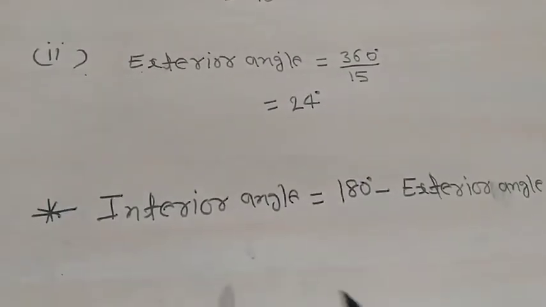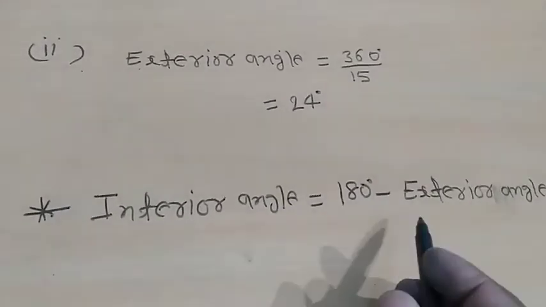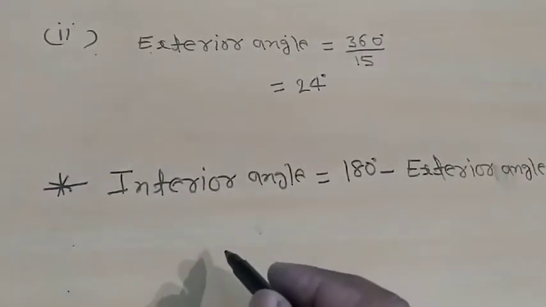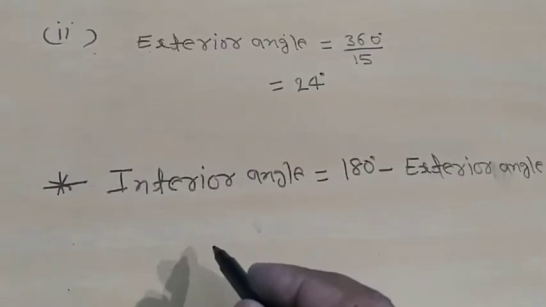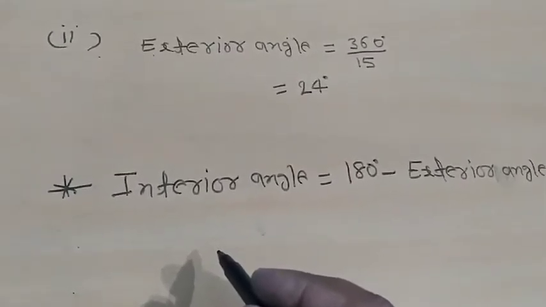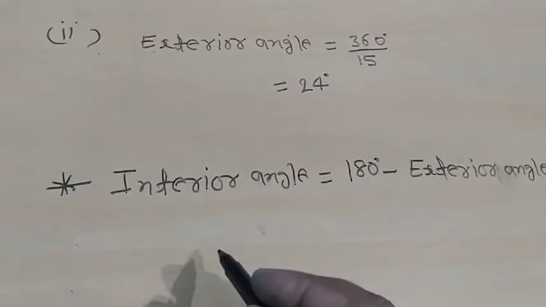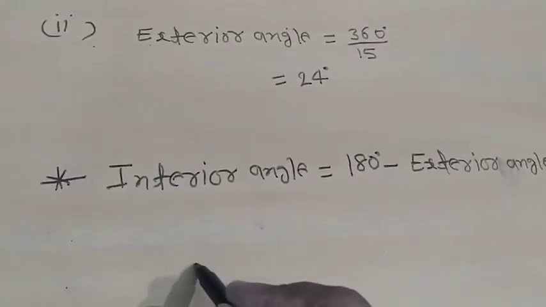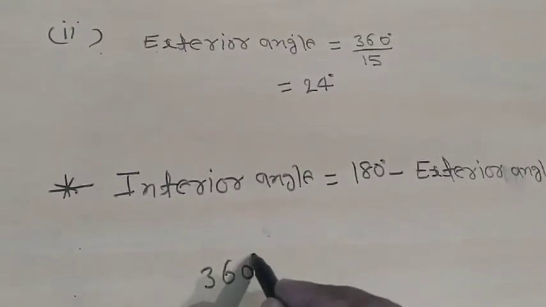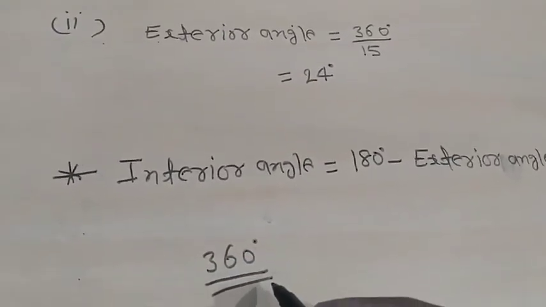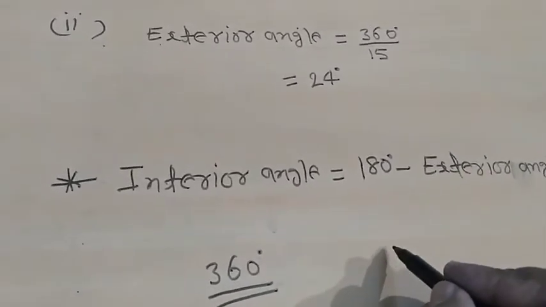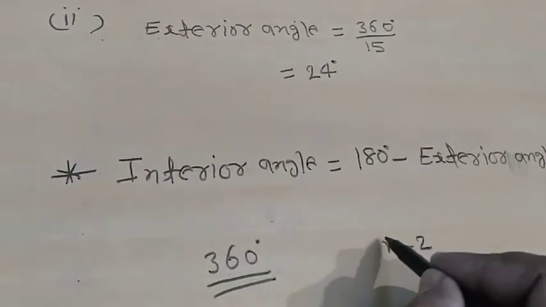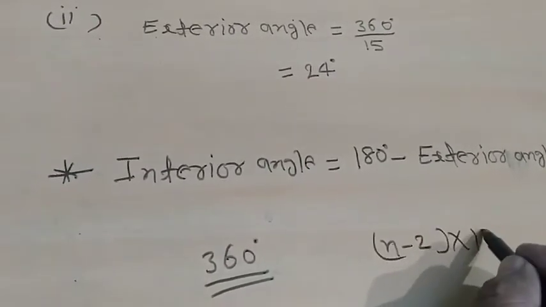Okay, interior angle is equal to 180 degree minus exterior angle. Okay, sum of interior angle depends on the number of sides of a polygon. But sum of exterior angle of all polygons is 360 degree. Sum of exterior angle of all polygon is 360 degree, but sum of interior angle of any polygon depends on the number of sides, (n minus 2) into 180 degree.